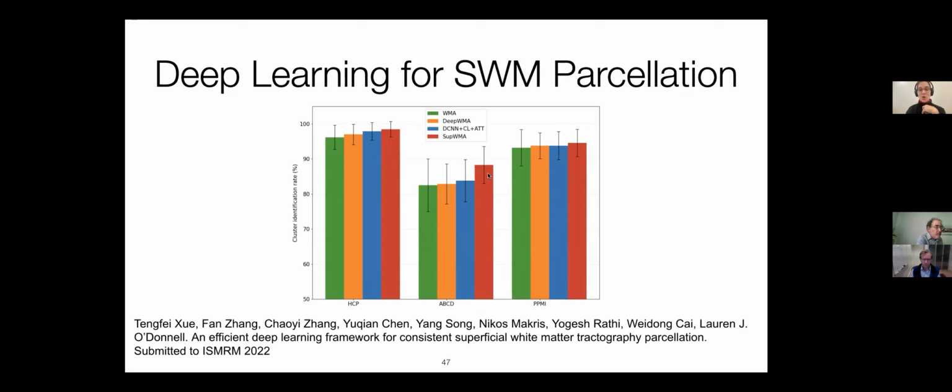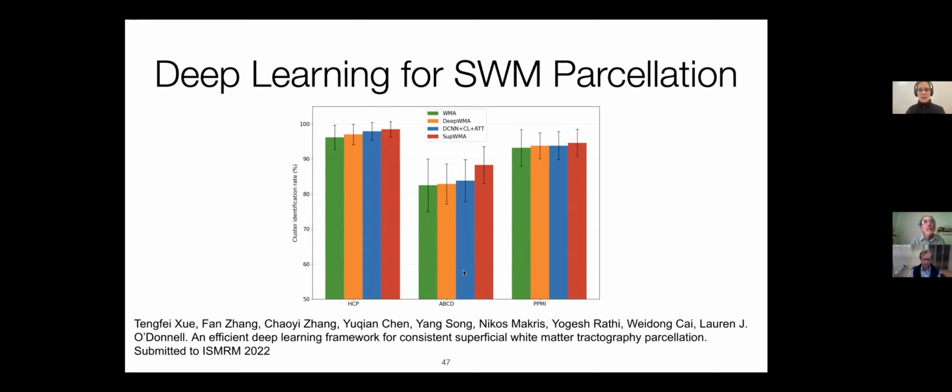Essentially the take-home message is that the red bar is higher than the other bars, but also that there's variability across data sets and methods. Our old method is white matter analysis. And I didn't say that the y-axis is the identification rate for clusters. So for example, in the HCP, we're identifying maybe over 95% of the clusters that are in our atlas, but then the superficial WMA, which is in red, the new deep learning method, is able to identify closer to 97 or 98%. I don't know the exact numbers.